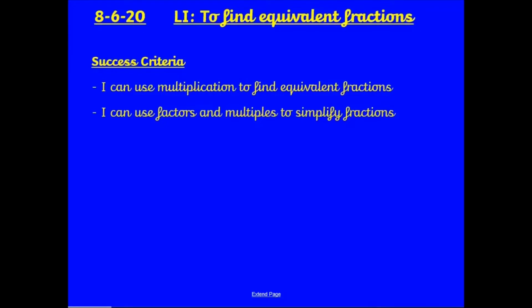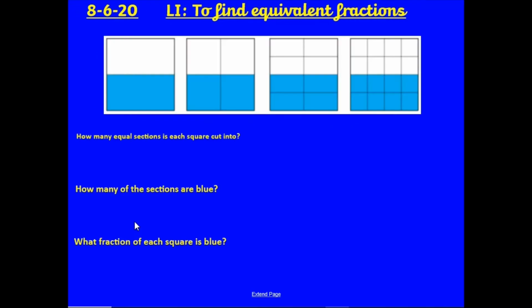Hello, good morning Year 6 and welcome to today's maths lesson where we're going to be looking at equivalent fractions. So we're going to be using multiplication to find equivalent fractions and we're going to be using factors to simplify fractions as well.